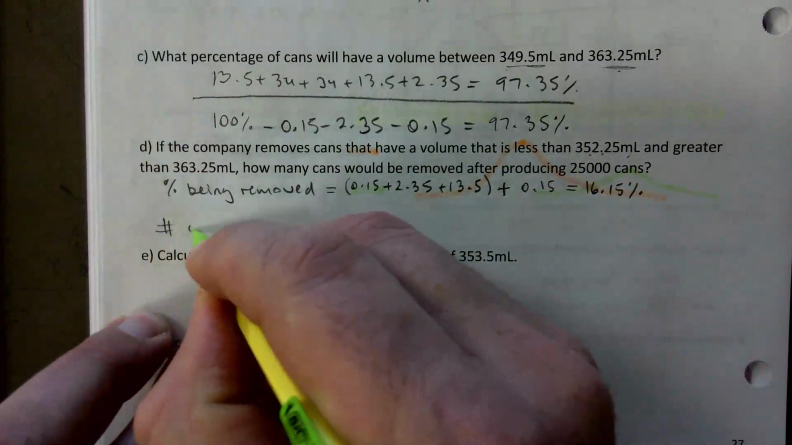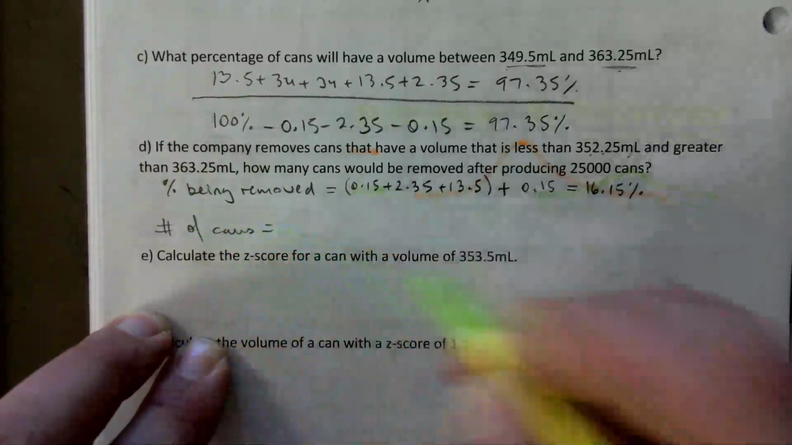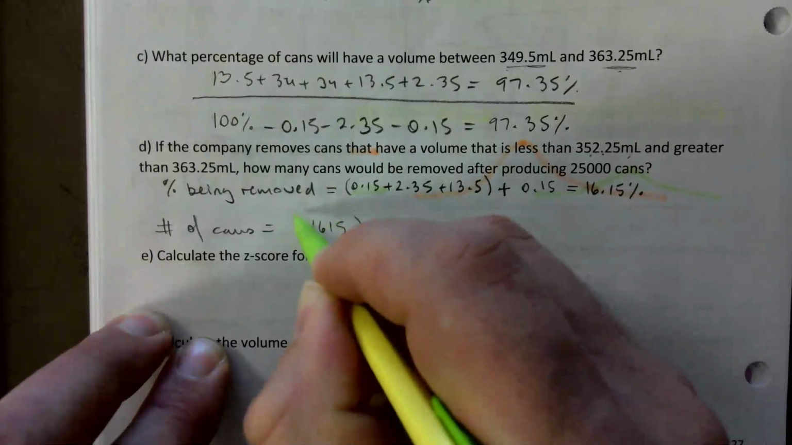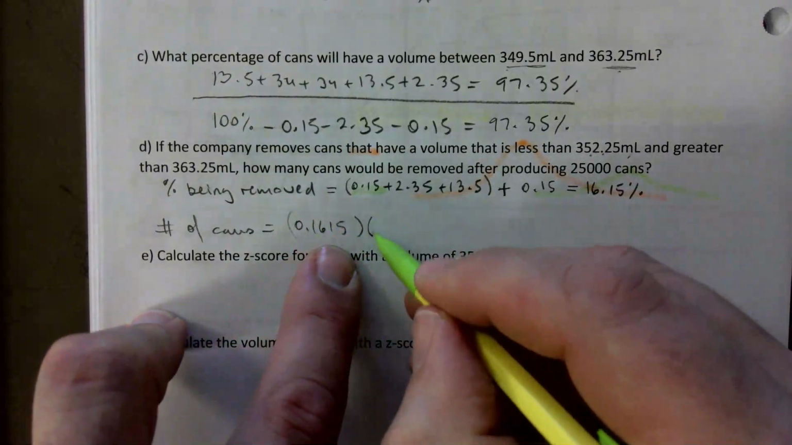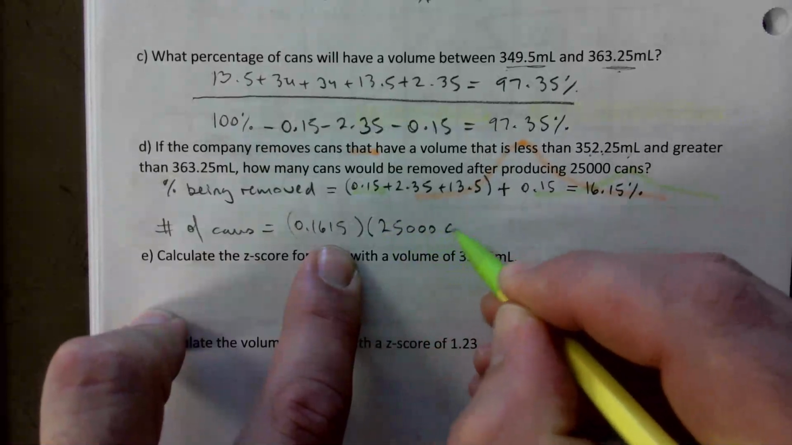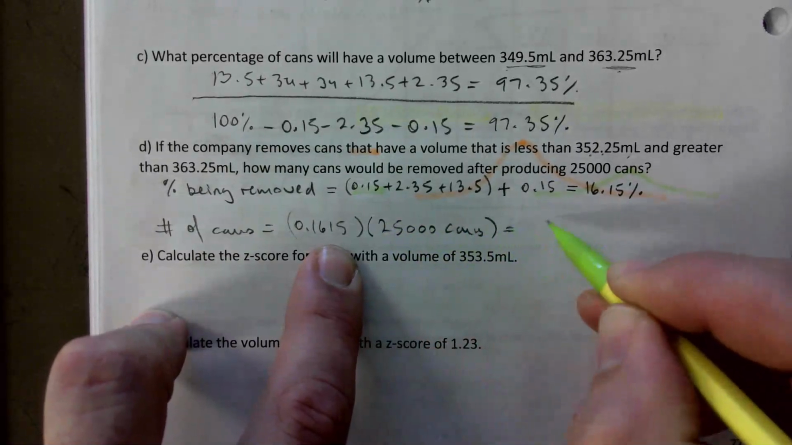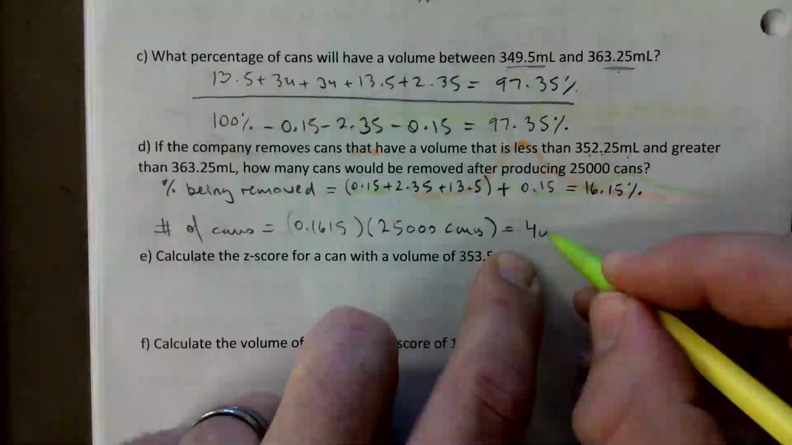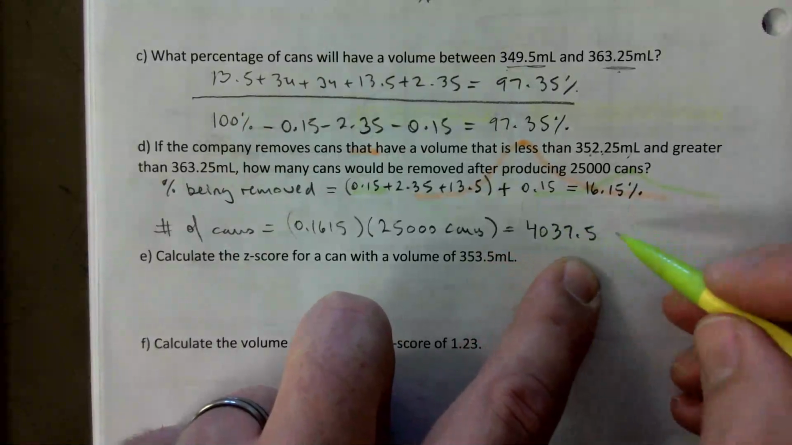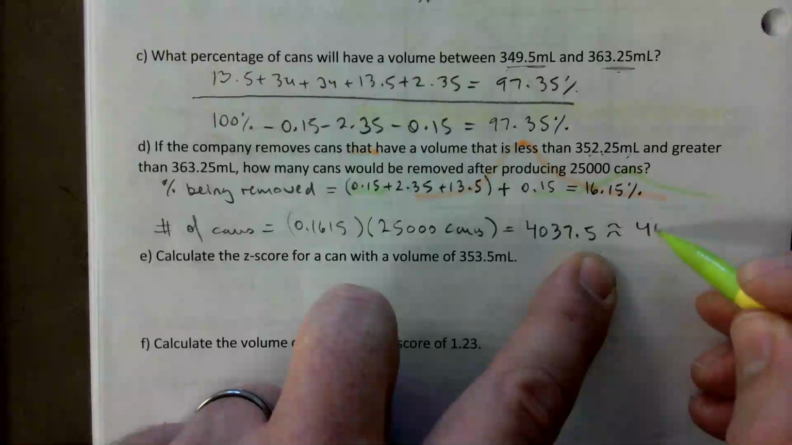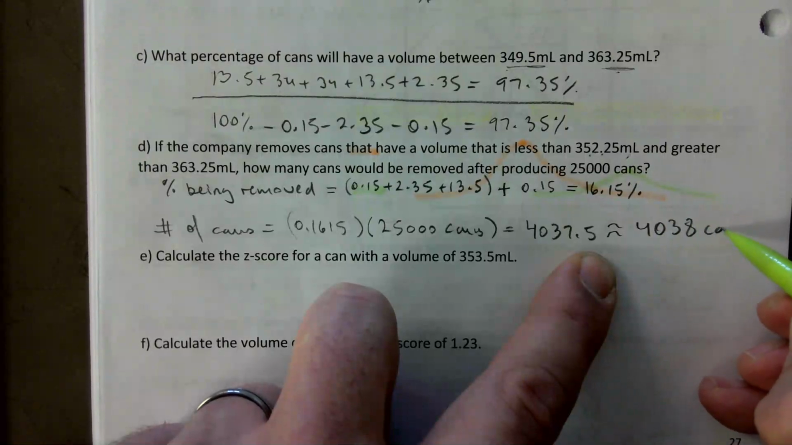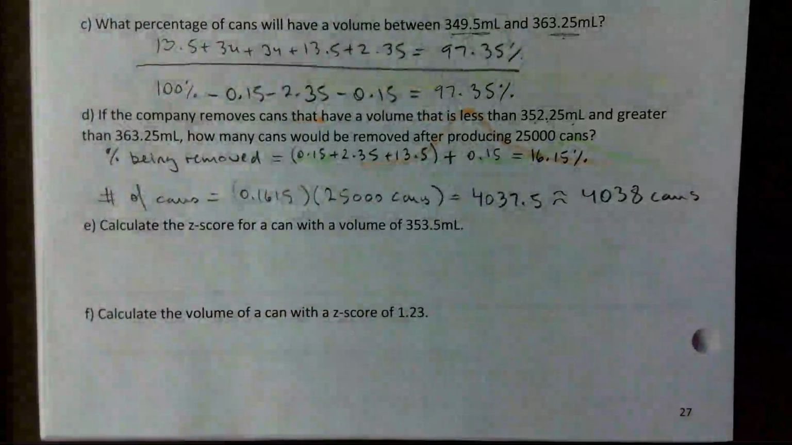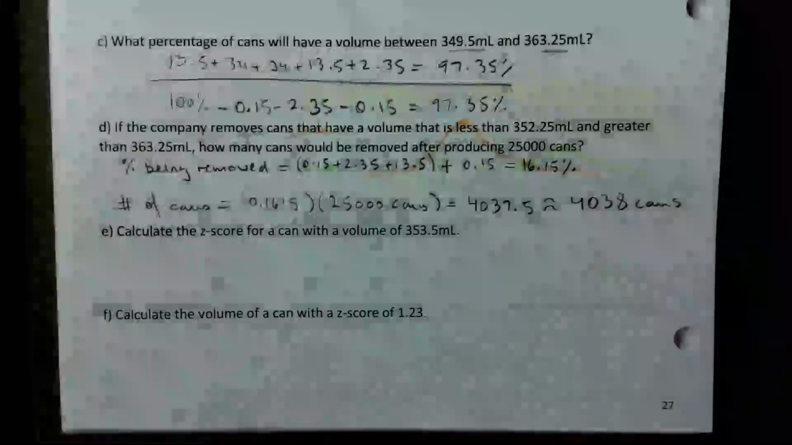Number of cans, you just take that, divide it by 100. Don't round, use all decimals, and just multiply by the number of cans. Okay, and that would give you, I have 4,037.5, which is approximately 4,038 cans. From a business standpoint, you usually round up in this scenario, right, to be safe.